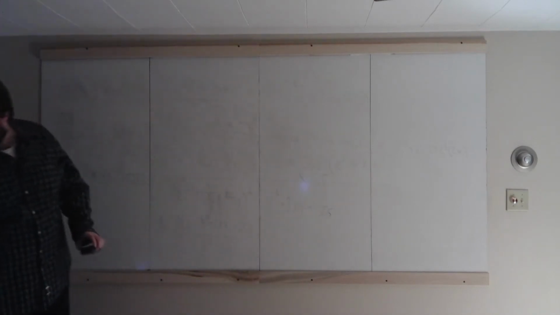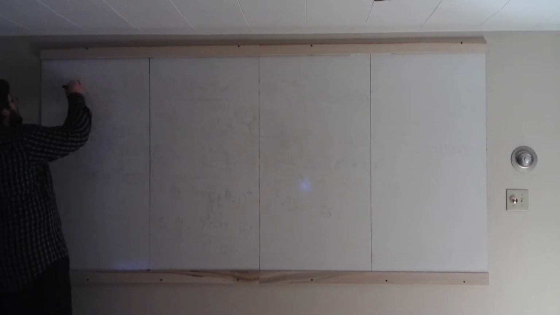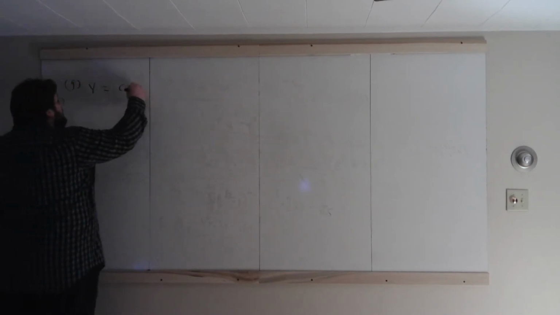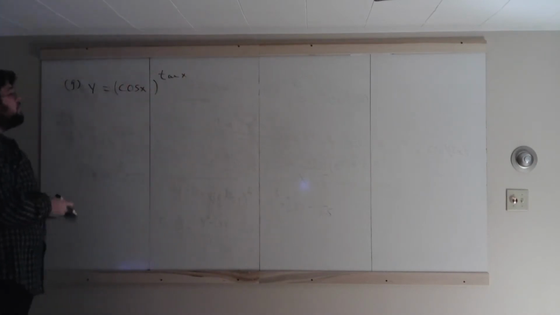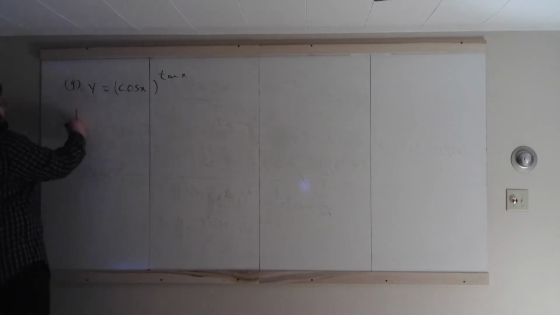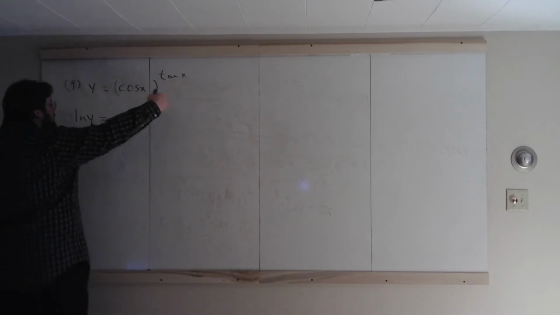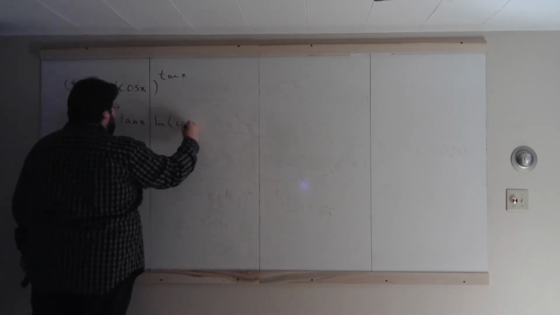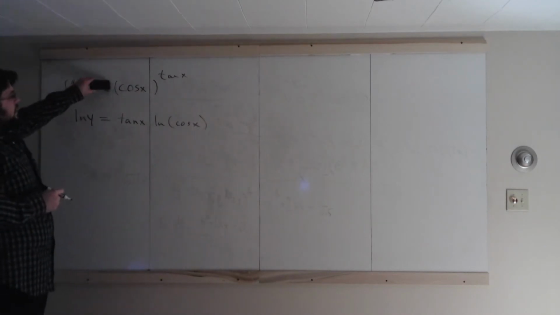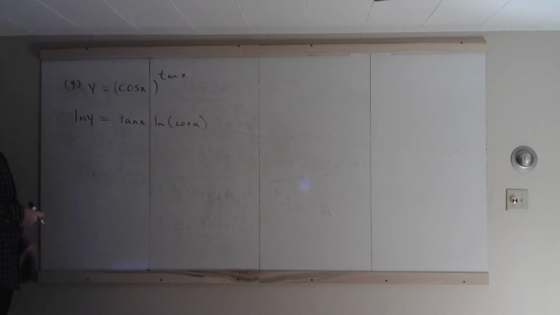The last one, part G, cosine x to the tangent x. Y equals cosine x to the tangent x. Well, here we have x's in the base and the exponent. So we'll throw a logarithm on this and then differentiate implicitly. Throwing a logarithm will turn this side, the right side, into a product. So we have log of cosine to the tangent comes out in front, so you have just tangent log cosine.